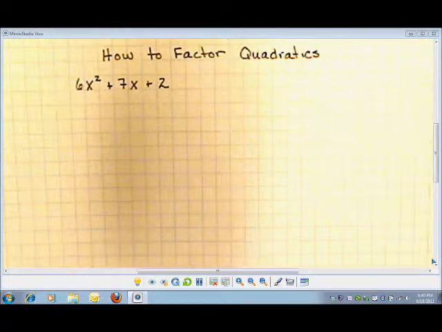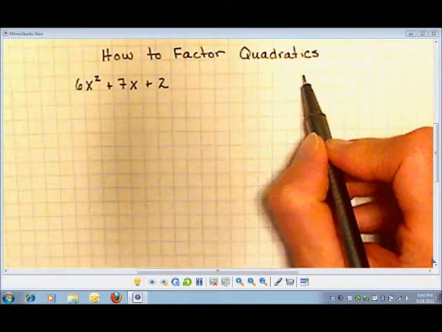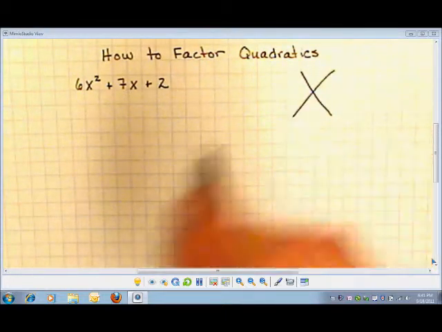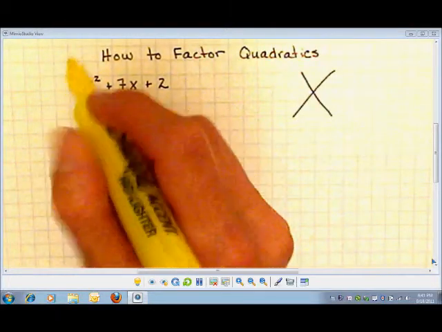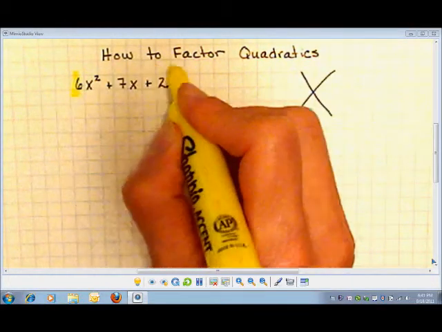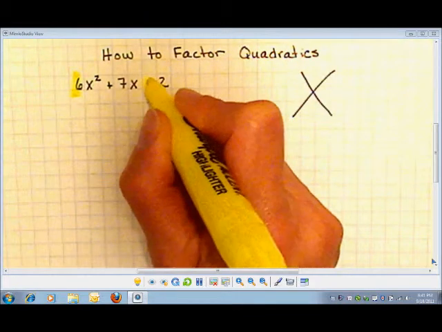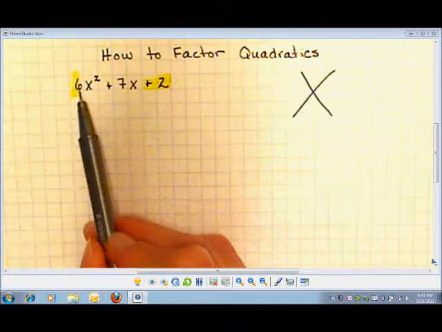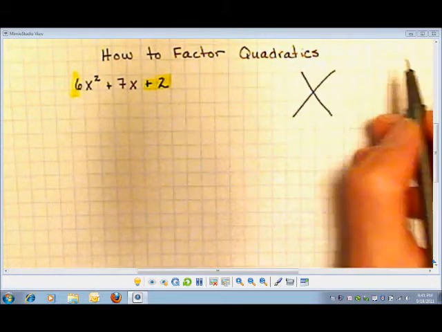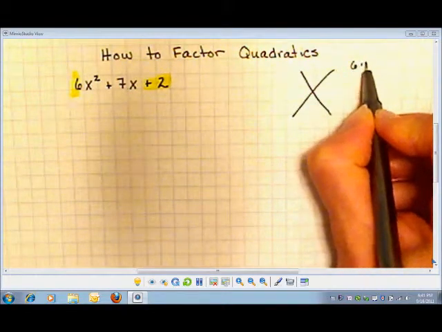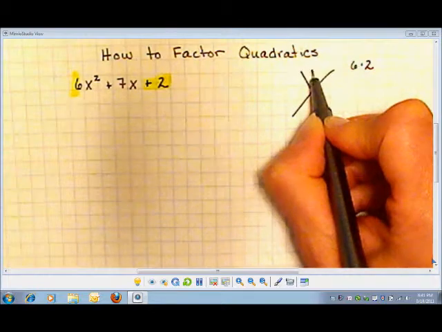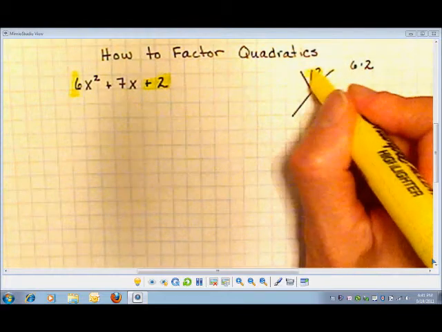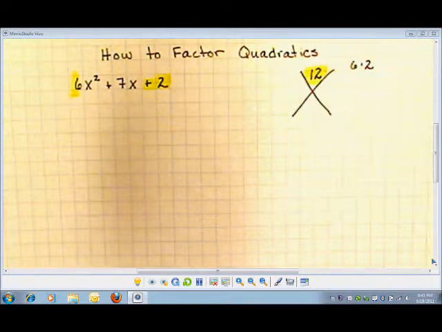So when we're factoring quadratics, the easiest thing to do is you're going to have a little workspace over here. You're going to put an X. You want to look at the leading coefficient and the constant, and you want to keep in mind the sign. So you're going to multiply 6 times 2, which gives me 12. So I'm going to put my 12 right there on the top of the X.